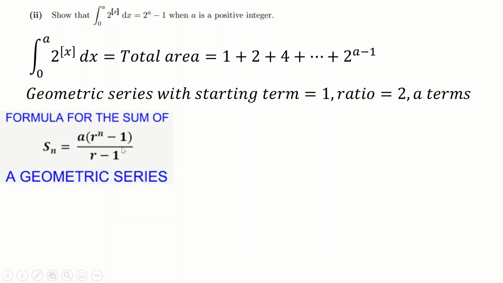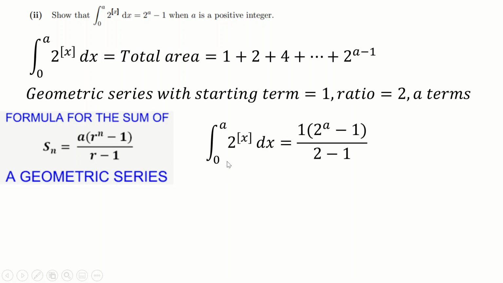This is the formula for the sum of a geometric series. This a has nothing to do with this a, unfortunately. This is the starting term. So our starting term is 1, our ratio is 2, and our n is a, confusingly. So our integral is going to be 1 times (2 to the power a minus 1) over (2 minus 1). That's obviously just 1, so this simplifies to that, which is what they asked.